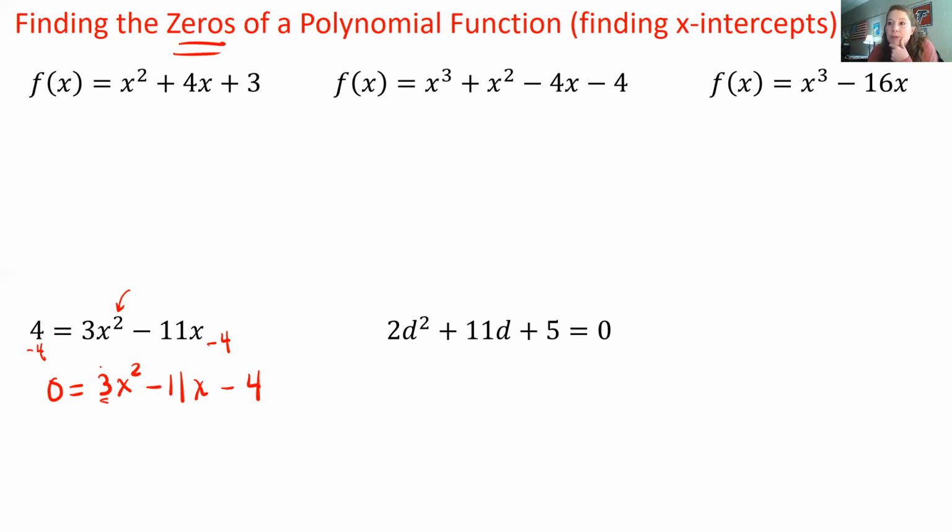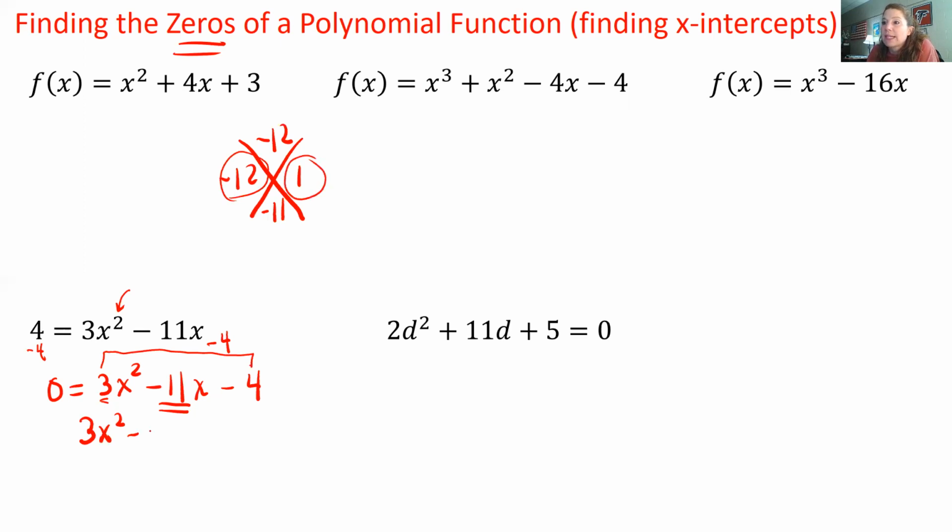So then I'm going to do my AC method. Remember where we multiply a times c, and I got -12. So 2 numbers that multiply give me -12 and add to give me the middle term of -11. So those would be -12 and 1, right? So then I'm going to rewrite this so that it's got 4 terms. So I'm going to bring down my first term. I'm going to rewrite my second term to be -12x plus 1x minus 4.